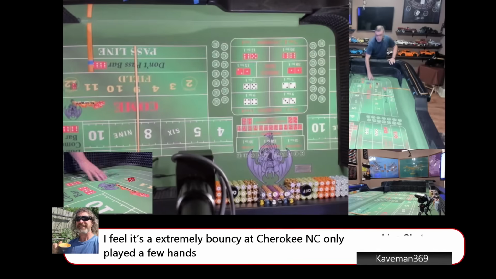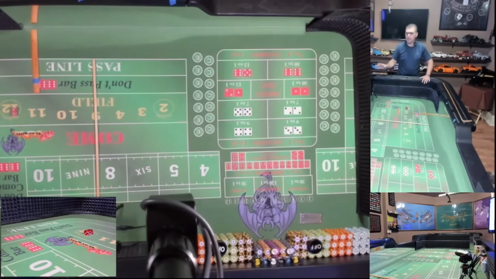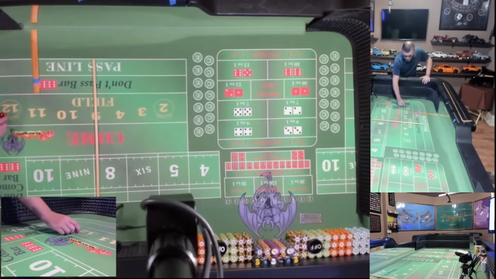All right, the third and final toss that I like to do. I feel it's extremely bouncy at Cherokee, North Carolina. Only played a few hands. I'm not sure if he's saying on the stadium craps or on the regular tables. The regular tables, there's bounce. On the stadium craps, it's really bouncy if you're throwing it really high. But we'll get to that in a second. I'll keep that particular chat in mind for questions and answers later.